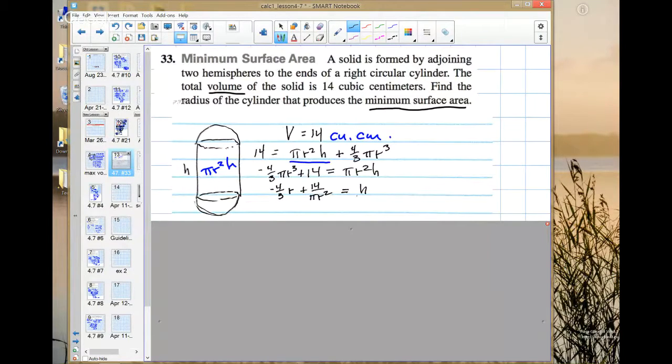So height is this dimension, the height of the can part. And then I've got two hemispheres. Wouldn't that be the same as one sphere? And the volume of a sphere is 4/3 times pi times r cubed. So if I add those together, that should be the volume of this thing.